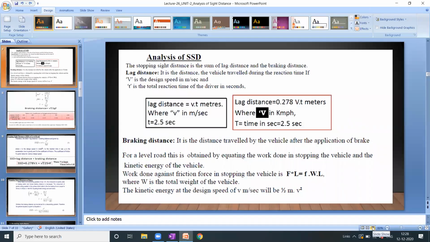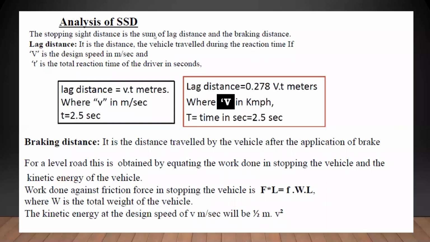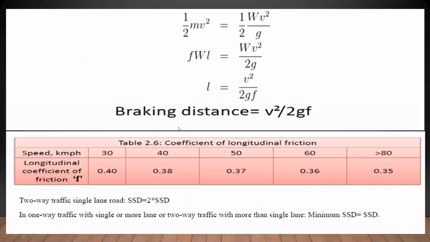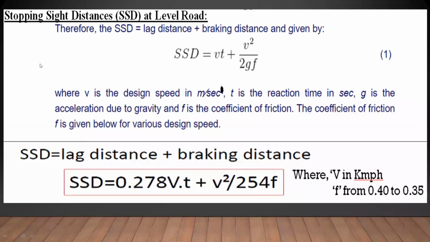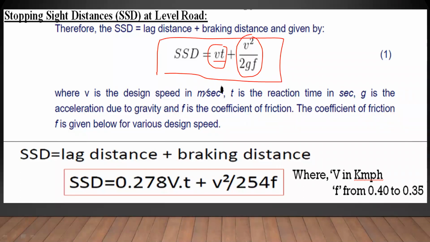As already mentioned, SSD analysis is what? The summation of lag distance and braking distance, right? All of this has been given here. So what is the final formula of stopping sight distance on a level road? That will be v into t, small v into T, which is the lag distance, plus small v square divided by 2gf, which is the braking distance. So the addition of lag distance and braking distance gives us the stopping sight distance on a level road, right?